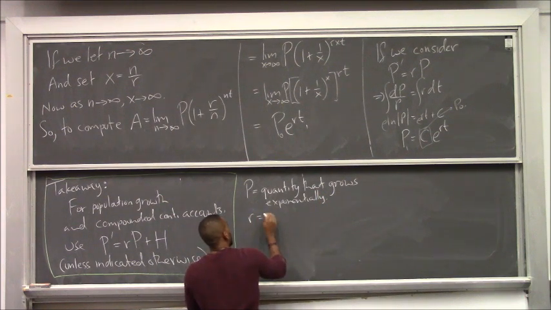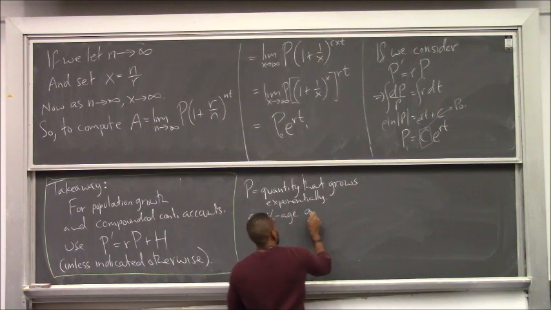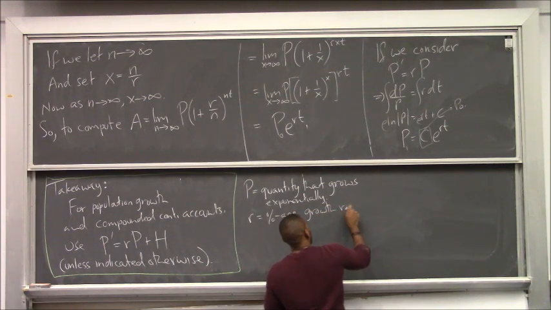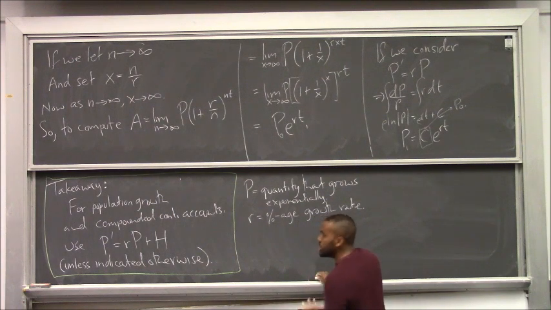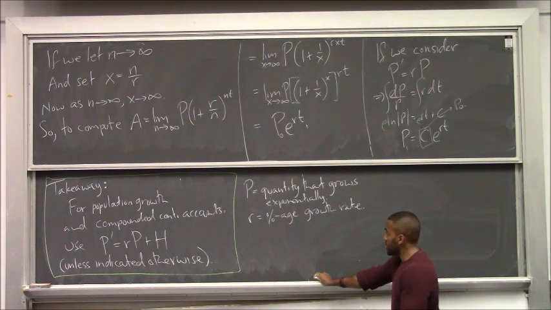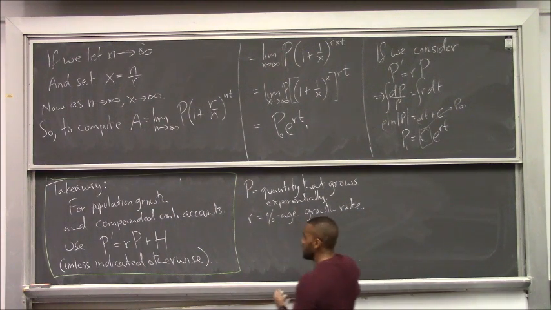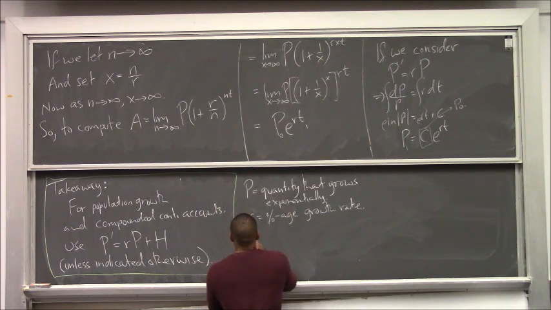R is the percentage growth rate. So that would be the interest rate on the account, or what percentage of the population is growing by per year, or per whatever unit time.